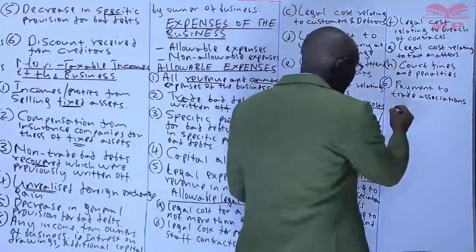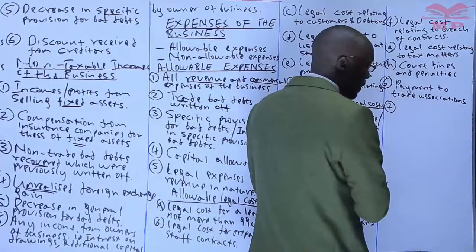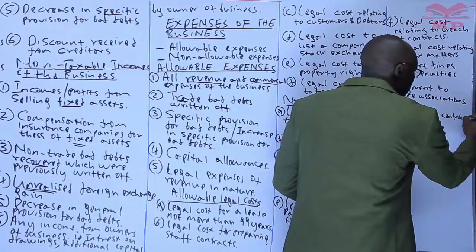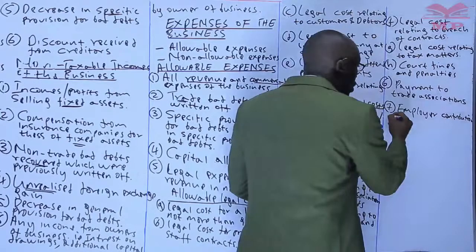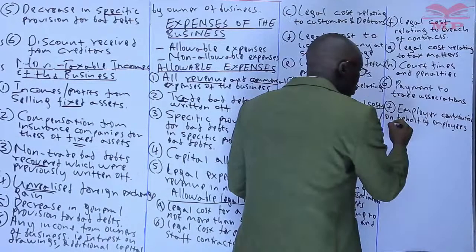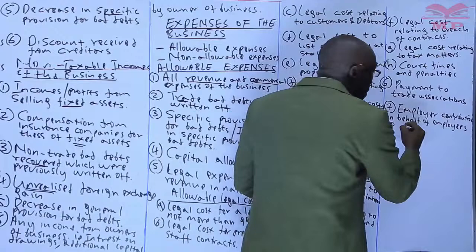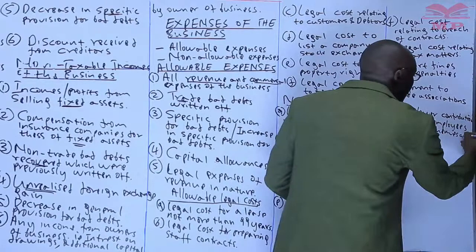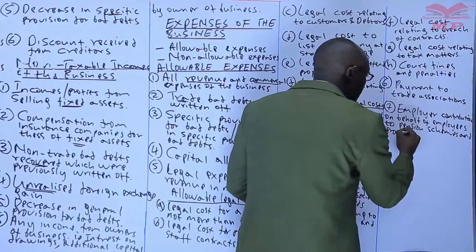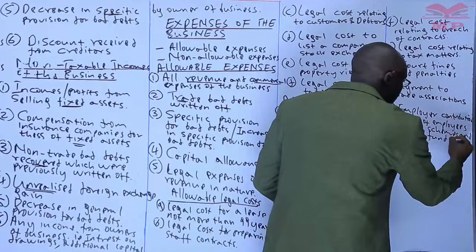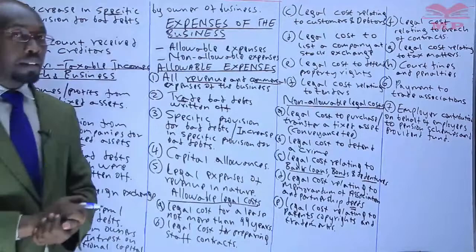Number 7, another allowable expense is the employer contribution on behalf of employees to pension schemes and provident fund. Which are these schemes? Pension scheme.